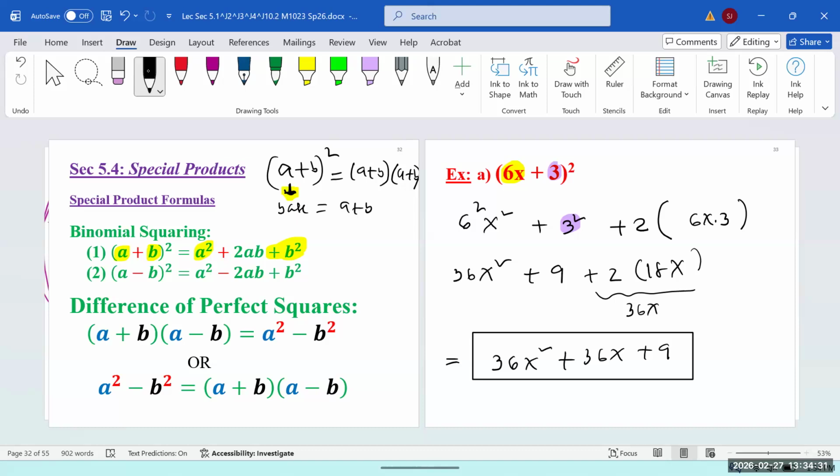Where did you get the plus 2 from? It's from the formula. Okay, the 2 is just in the formula?